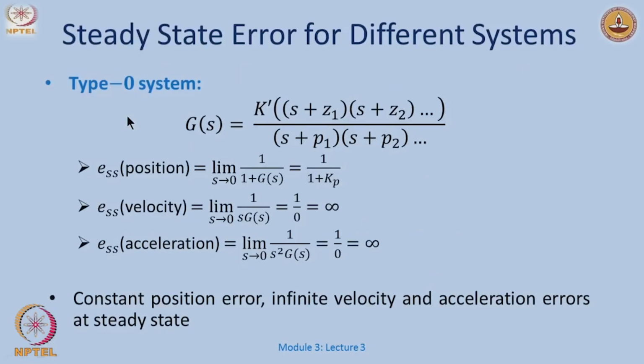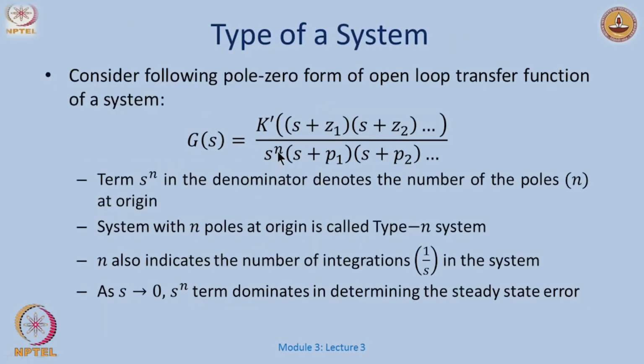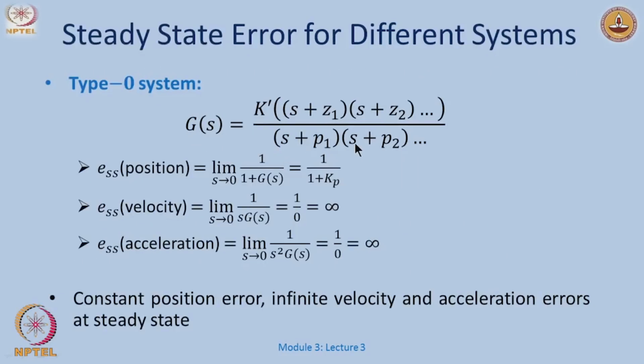So, start with a type 0 system. This G of s is again K times a set of zeros over poles, and there are no poles at the origin. So, this n in the previous slide would be 0. I will just have these poles. Okay. So, how does it respond to a step signal? Well, for a step signal I have 1 over 1 plus Kp. So, there will always be some constant error at the steady state.